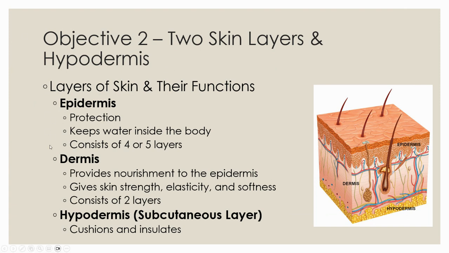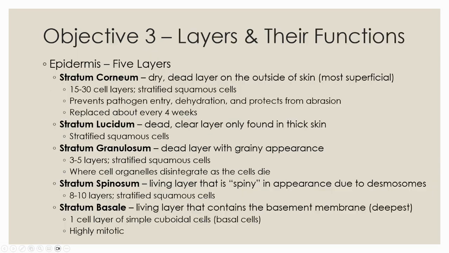The epidermis is the most superficial, the dermis is deeper, and then even deeper than the dermis is the hypodermis, but remember, that's just going to be kind of like a fat layer. It's not actually part of our skin. And so in Objective 3, we're going to look at these other layers that make up those parts and kind of go into more detail. So the epidermis itself actually has 5 layers.